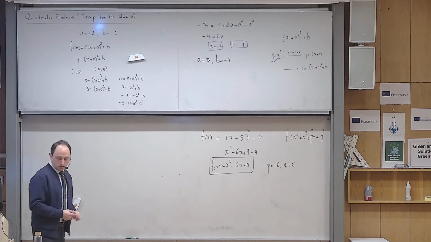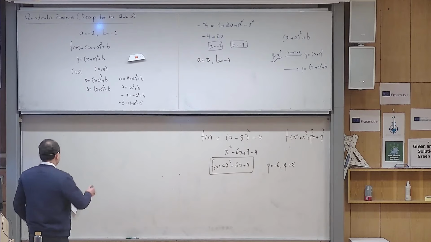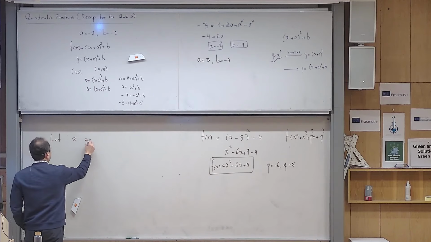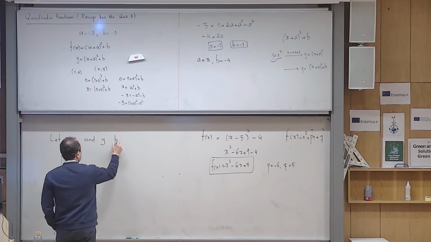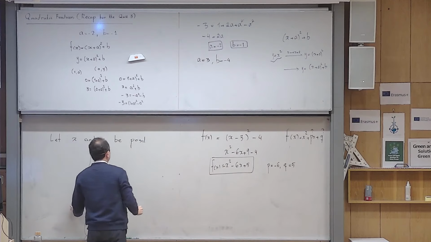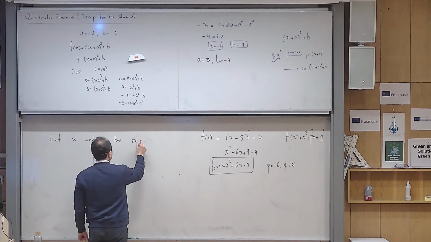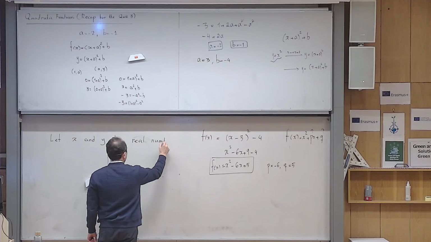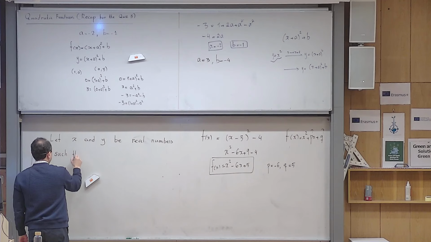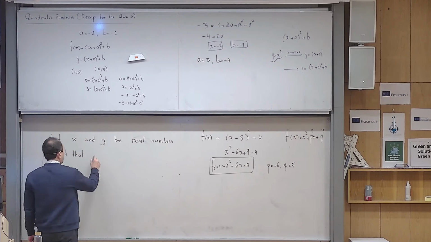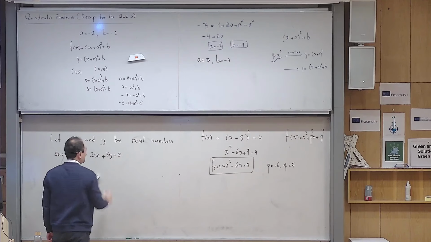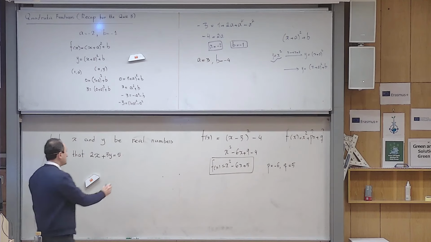Okay, so now this is the question. Let x and y be real numbers such that, let us say, 2x plus 3y is 5. Yes? What is the maximum?